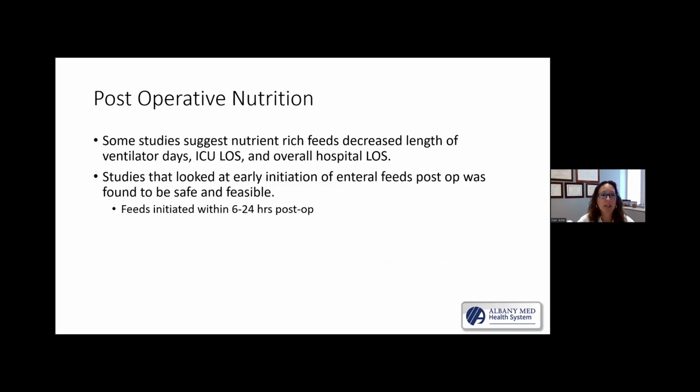There are also some studies that suggest that these fortified feeds show a decreased length of ventilator days, and a decreased length of stay in the hospital, both in the ICU and in the overall hospital length of stay. Studies that looked at early initiation of enteral feeds postoperatively found it to be safe and feasible. And these were feeds that were initiated within 6 to 24 hours postoperatively.